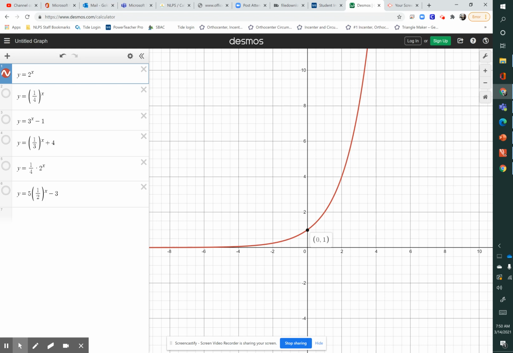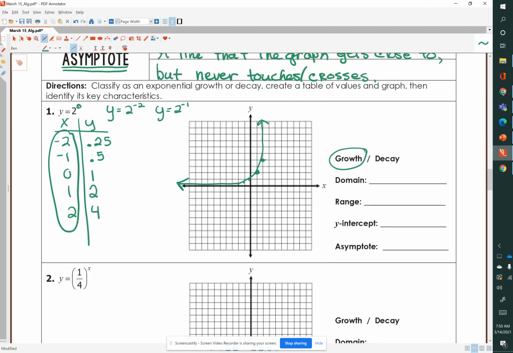So let's answer those questions. The domain is all real numbers. The range are all those values that are greater than 0. The y-intercept is an ordered pair. 0 will be the x value because it's the y-intercept. The y value is 1. And the asymptote, that line that this graph will never cross, is y equals 0.